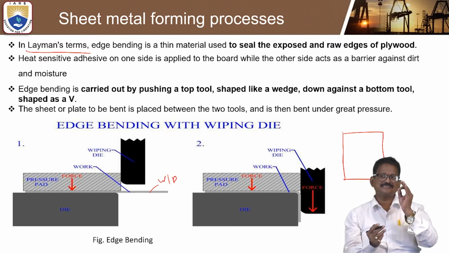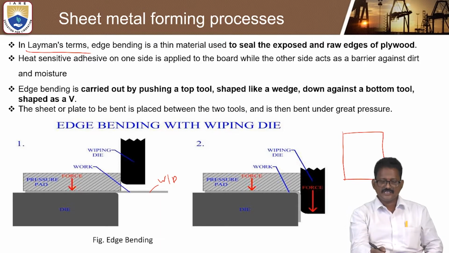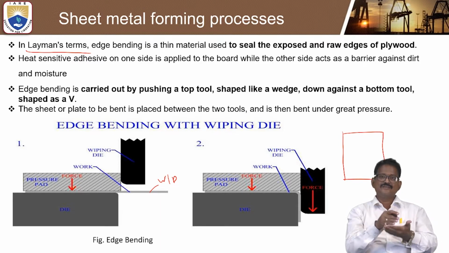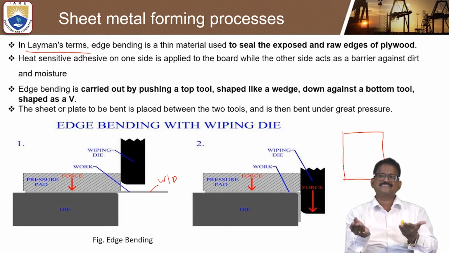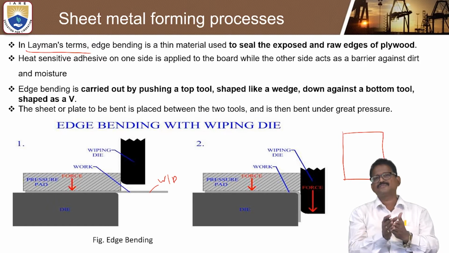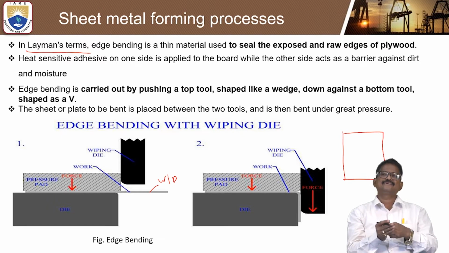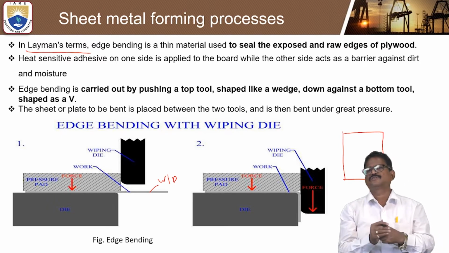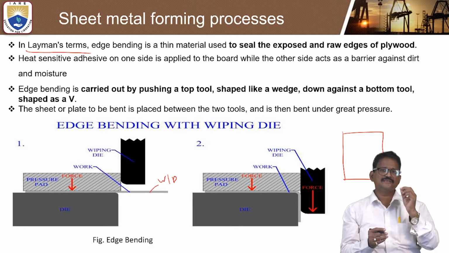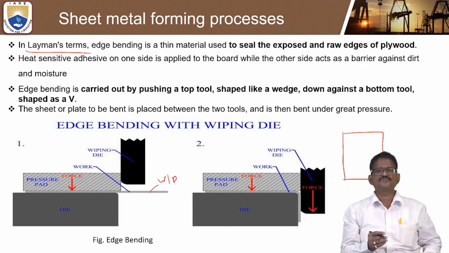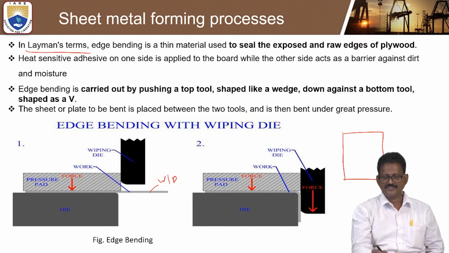Here is another interesting term: heat sensitive adhesive. The heat sensitive adhesive is applied on one side to the board, while the other side acts as a barrier. Some dirt and moisture will be there, which can be cleaned, with some lubrication. Edge bending is carried out by pushing on the top tool, which is like a wedge.